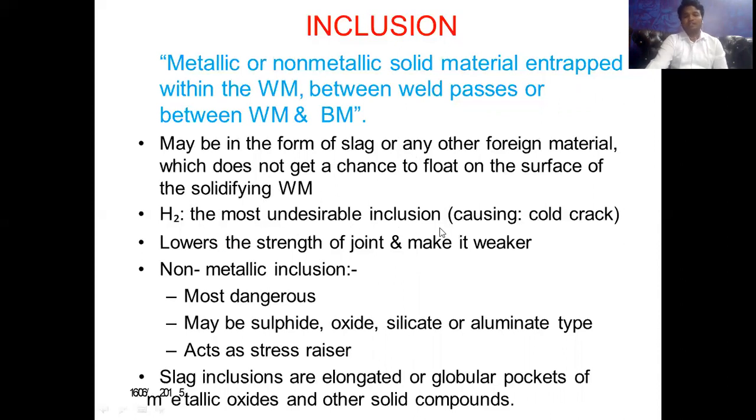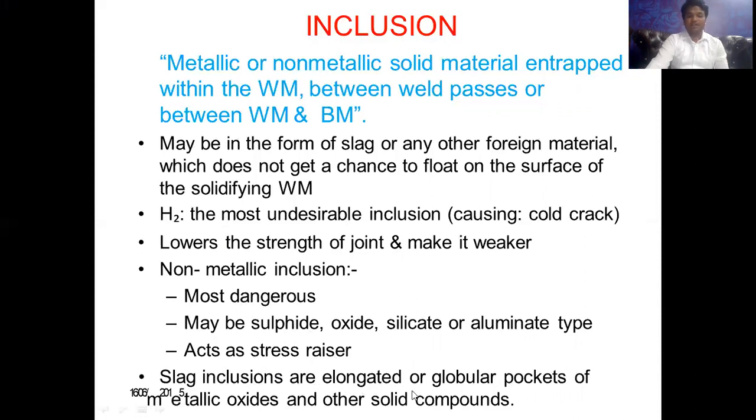H2 is the most undesirable inclusion, causing cold crack. So one of the inclusions in welding is hydrogen. Hydrogen is the most undesirable inclusion. Inclusions generally lower the strength of the joint and make it weaker. Non-metallic inclusions are most dangerous, maybe sulfide, oxide, silicate, or aluminate type, and they act as stress risers.